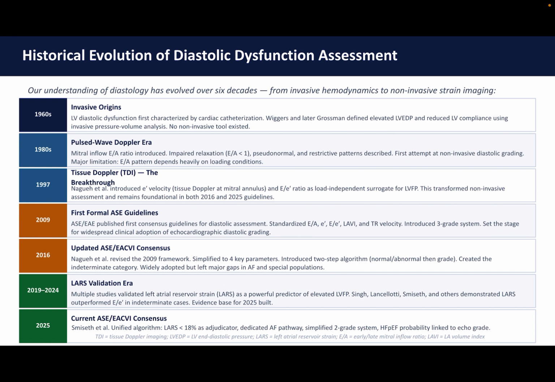This is the evidence base for the 2025 guidelines. In 2025, we have a unified algorithm with LARS as the key adjudicator, a dedicated atrial fibrillation pathway, age-specific reference ranges, and heart failure with preserved EF probability linked directly to echo grade. This is where we are today.